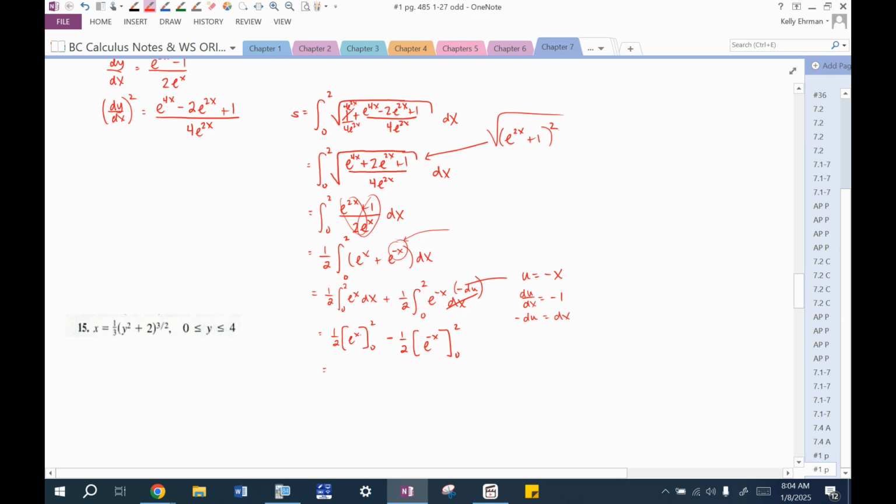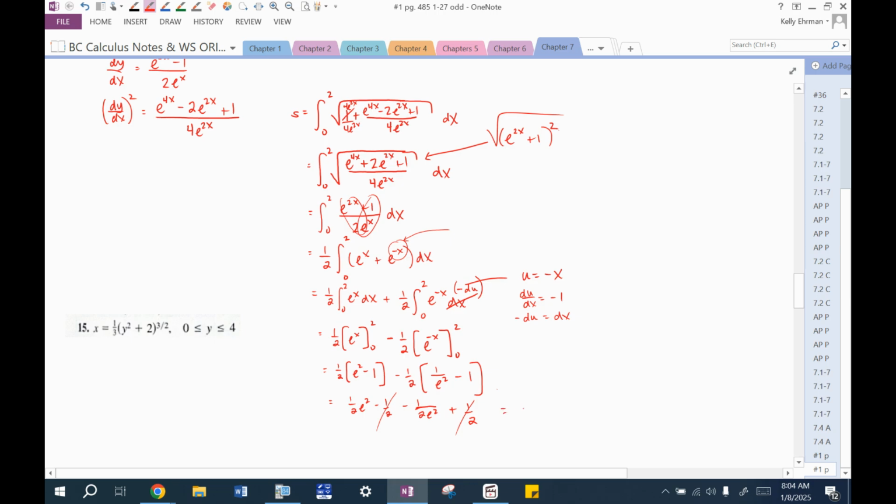Now we have to evaluate. So 1/2 e squared minus, remember, e to the 0 is not 0, it's 1. So make sure that you are plugging 0 in. Minus 1/2 times 1 over e squared minus 1 over e to the 0, or minus 1. And let's see, so this is 1/2 e squared minus 1/2, oh no, not minus 1/2 e squared, minus 1 over 2e squared plus 1/2. So the 1/2's cancel.